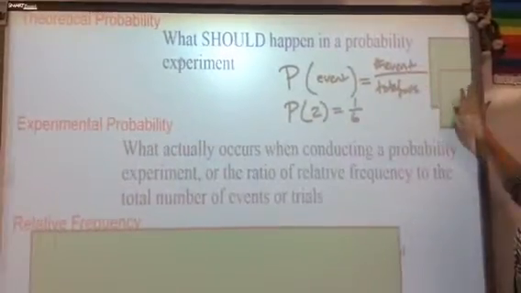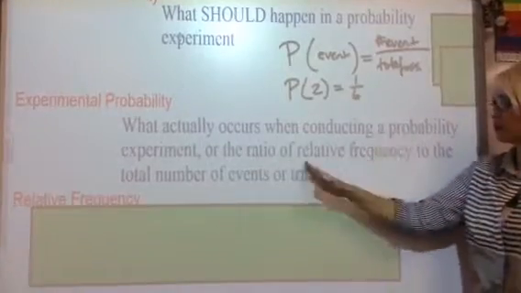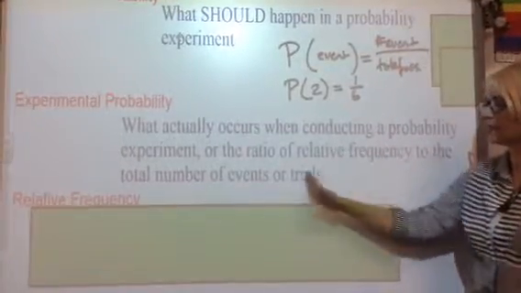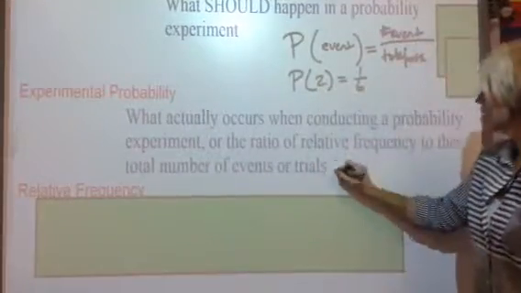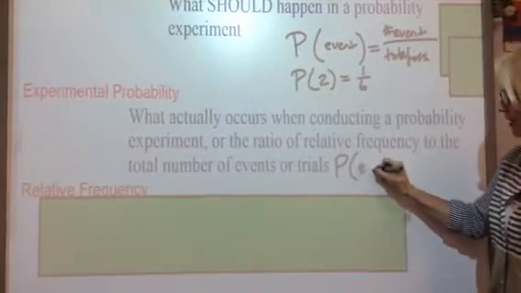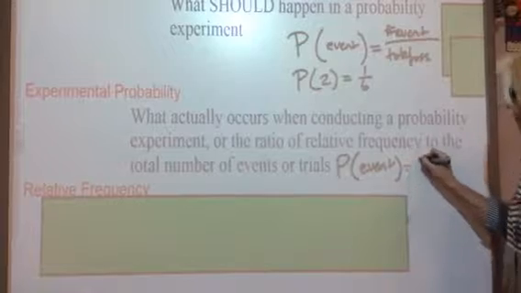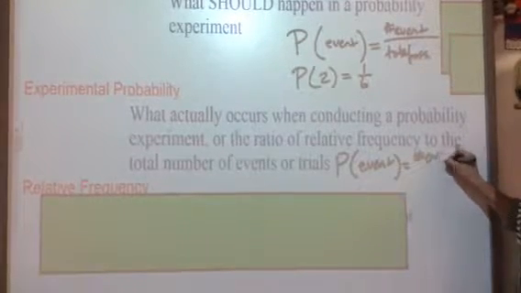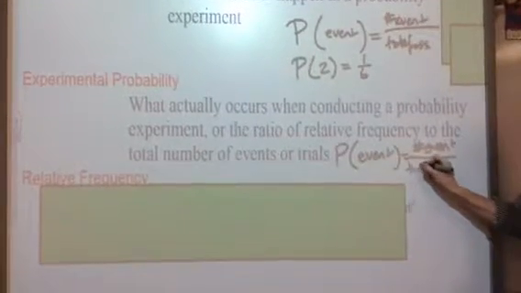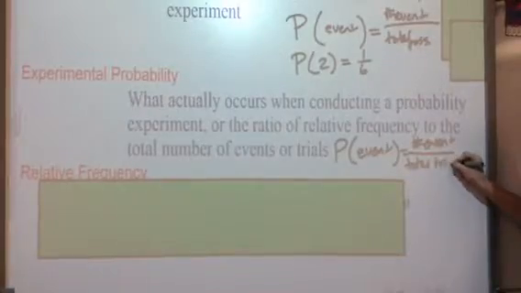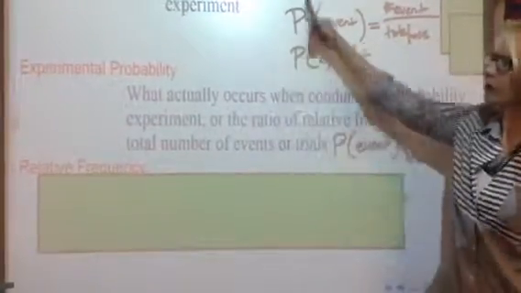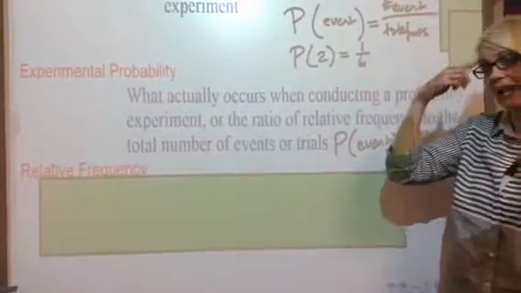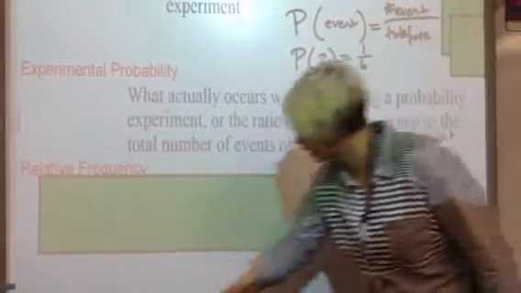Experimental probability is what actually occurs when conducting a probability experiment, or the ratio of relative frequency to the total number of events or trials. So the difference here, you're still going to do a P for probability of an event, but it's going to be the number of times that event occurs out of the total trials. So it's just one little change here. Here you're actually conducting an experiment, whereas here you're getting the idea theoretically of what should happen.